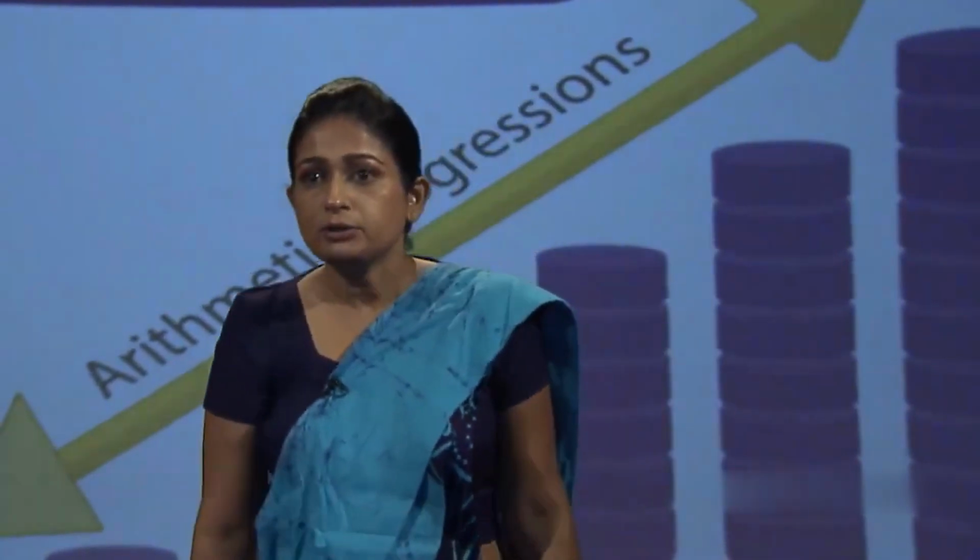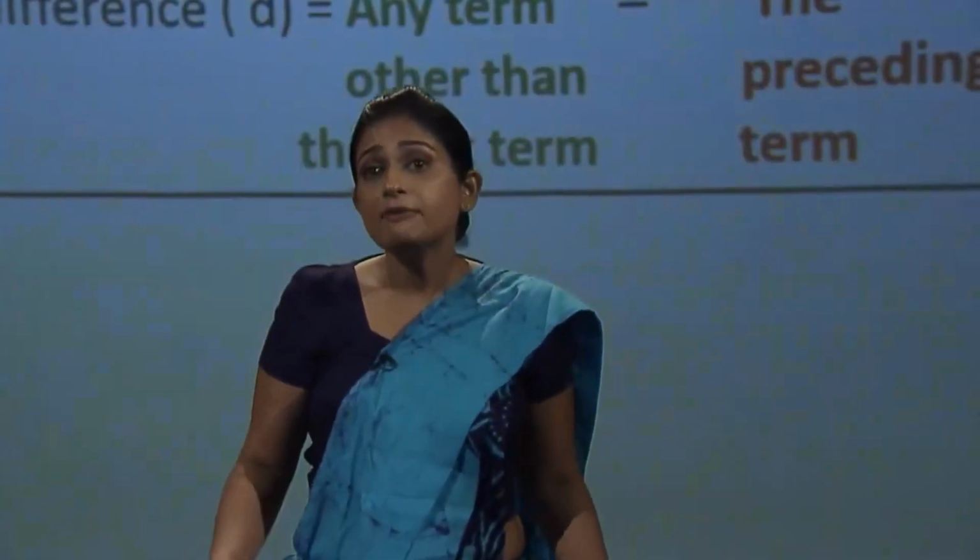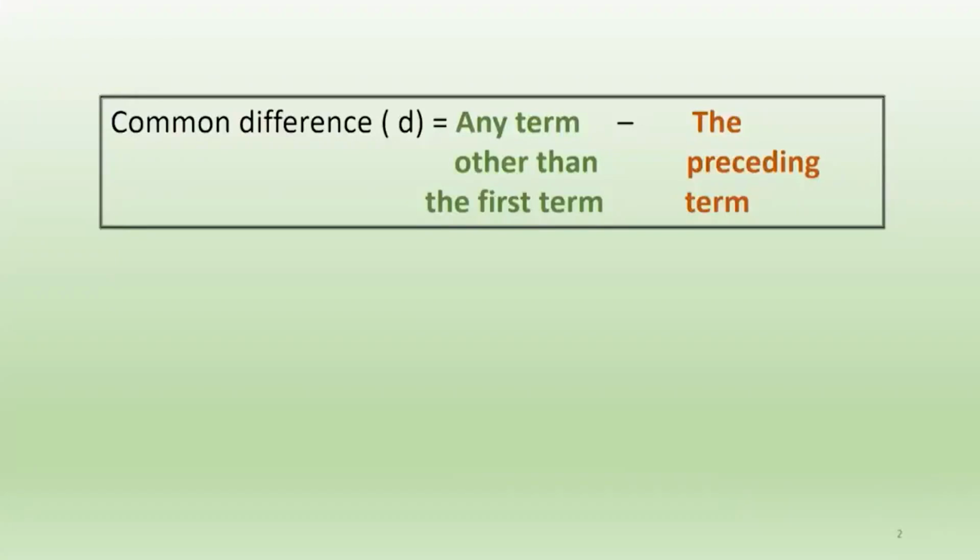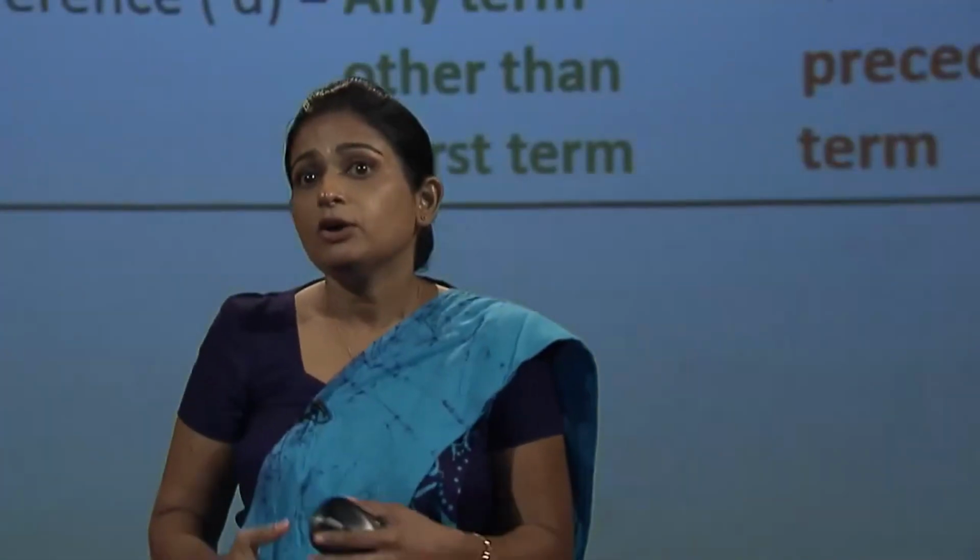First I am going to tell what we learned in part 1 of arithmetic progression. We found the common difference: any term other than the first term minus the preceding term. So you have to subtract the preceding term from any term other than the first term. That means you select any two consecutive terms from the given arithmetic progression, and using those two consecutive terms you can find the common difference. That's the way we found the common difference.